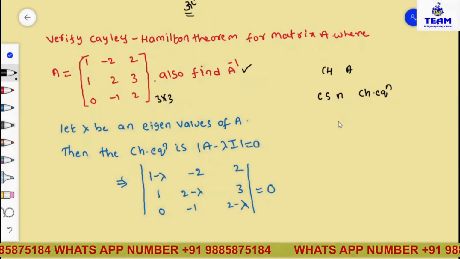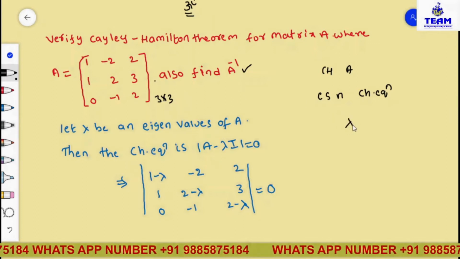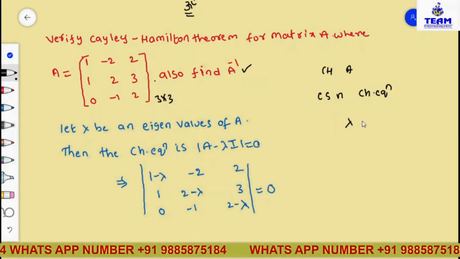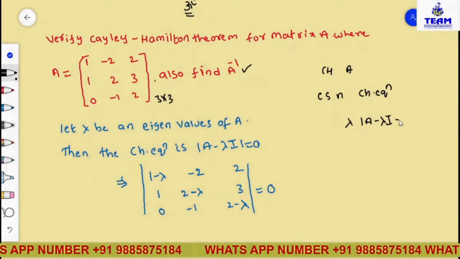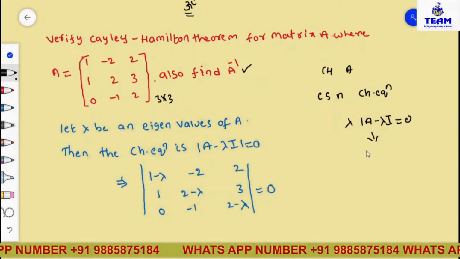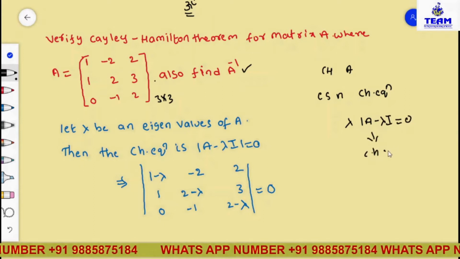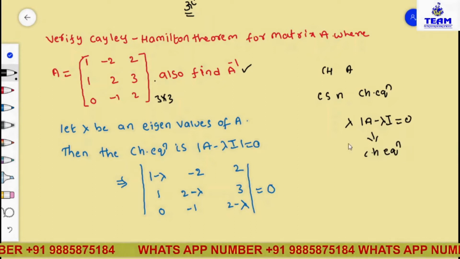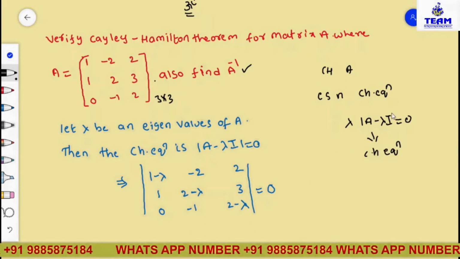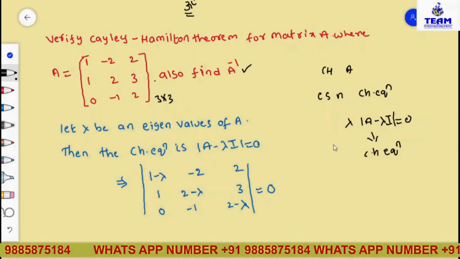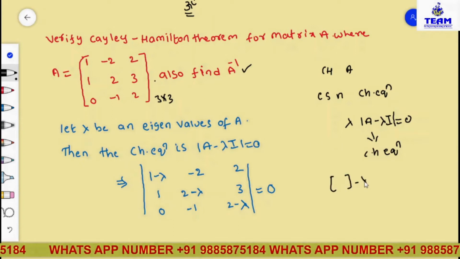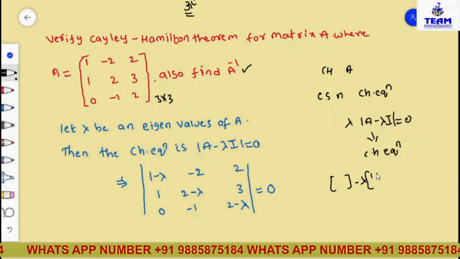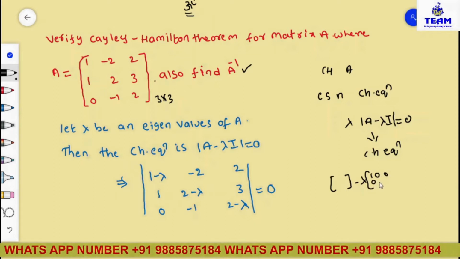If lambda is an eigenvalue, then the characteristic equation is the determinant of A minus lambda I equal to 0. This is called the characteristic equation, friends. To write it, first we write the matrix A, then minus lambda times I, where I is the identity matrix, and its order is based on the given matrix.